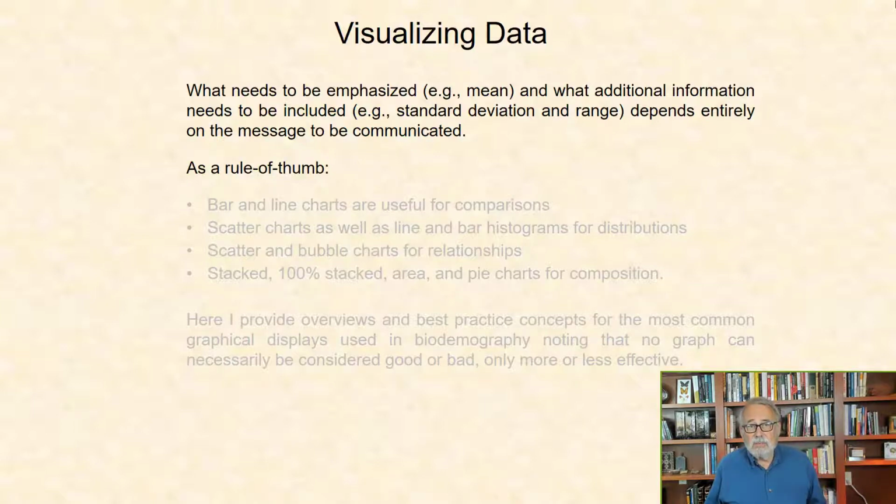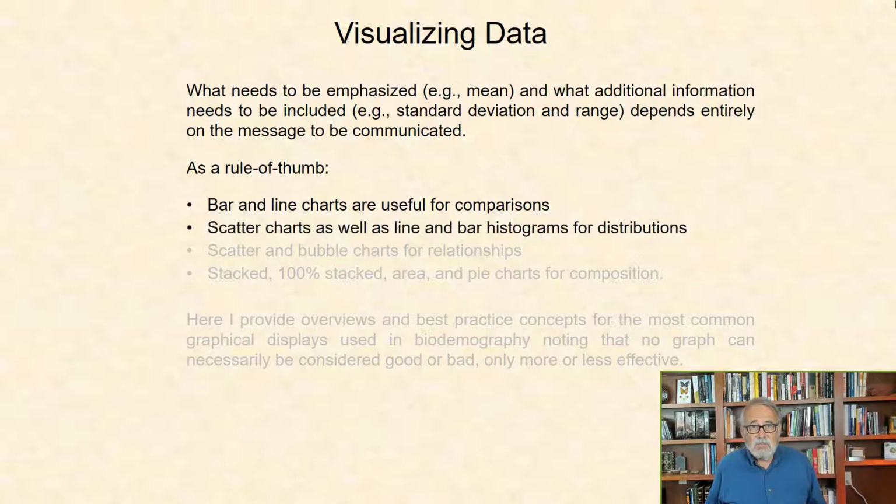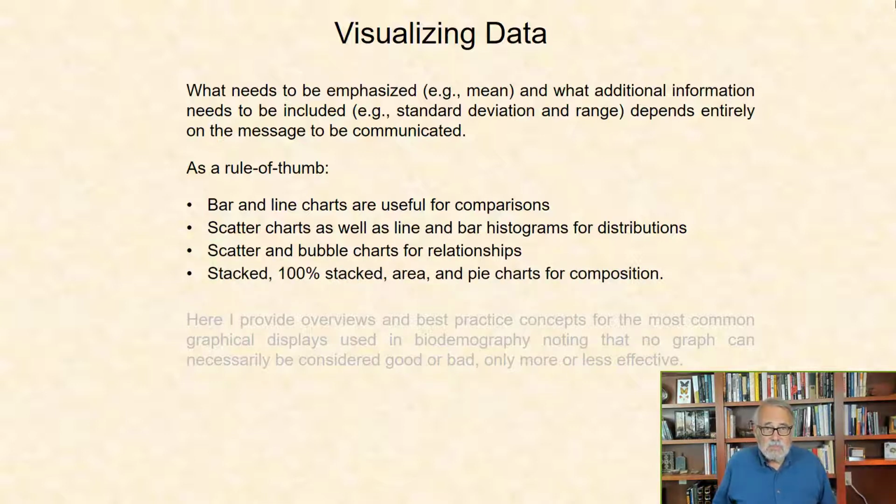As a rule of thumb, bar and line graphs are useful for comparisons, scatter charts as well as line and bar histograms for distributions, scatter and bubble charts for relationships, and stacked, 100% stacked, area and pie charts for composition.